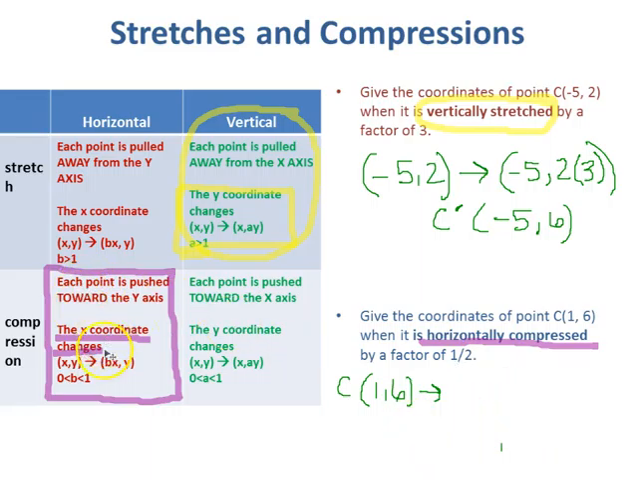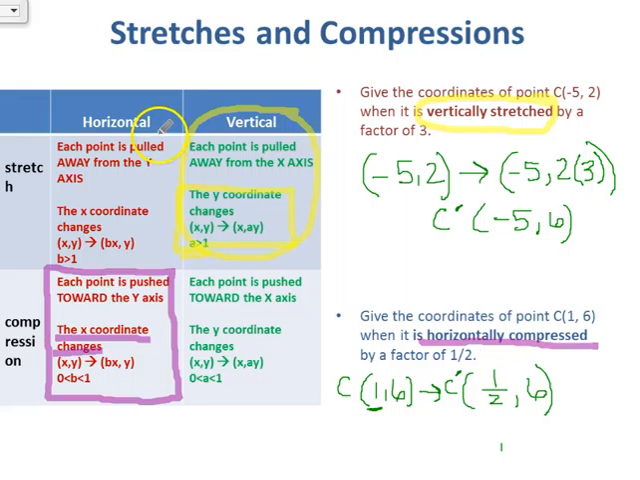With a horizontal compression, only the x-coordinate changes. I did that opposite. I did a horizontal stretch, but we're doing a horizontal compression. So the x-coordinate is the one that changes. The y-coordinate stays the same. So we're going to take our x-coordinate and multiply it by 1/2, or divide it by 2. So 1 times 1/2 is 1/2. And then our y-coordinate stays the same. So that would actually be the coordinates of our new point after it is horizontally compressed. So that's how you can use that table to really help you. And you'll have a couple of questions like this on the assignment this week.